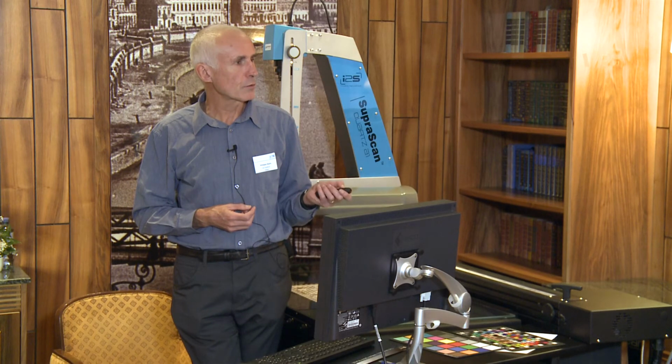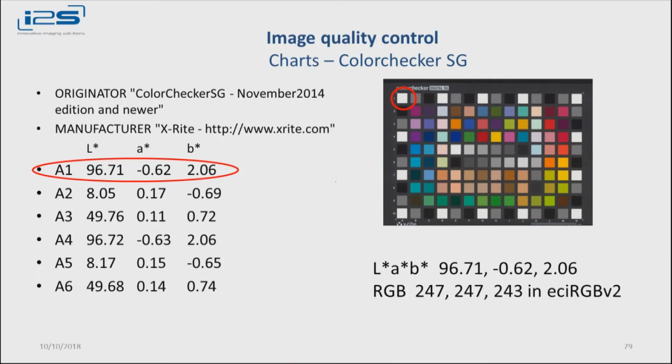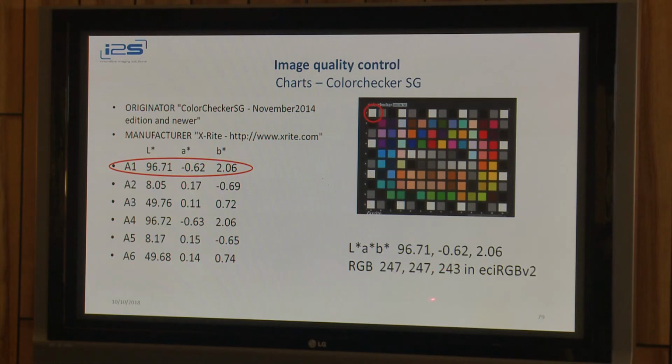The black patch here is quite neutral. It's the same for this one. The white patch, all the white patches here are about the same. They are not really neutral. You see B is 2. Again, that can make a big difference on the blue channel.